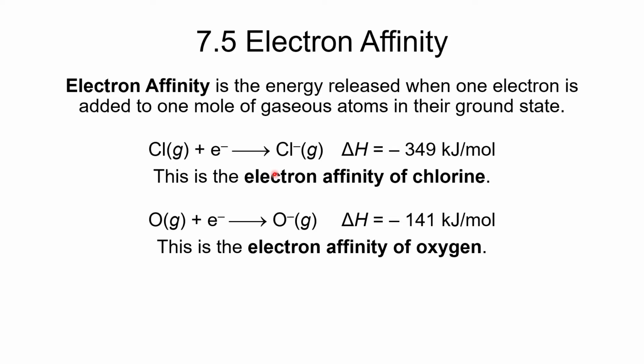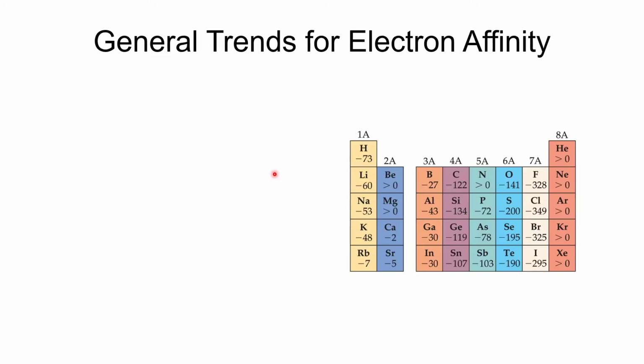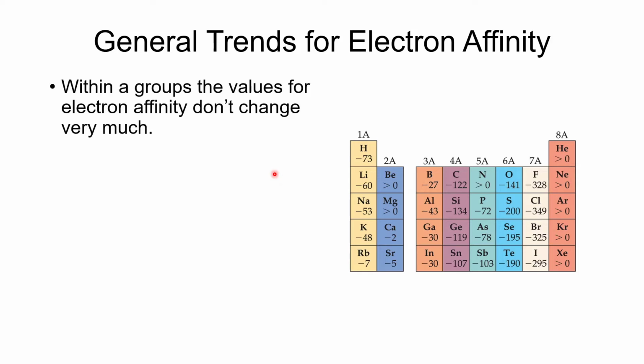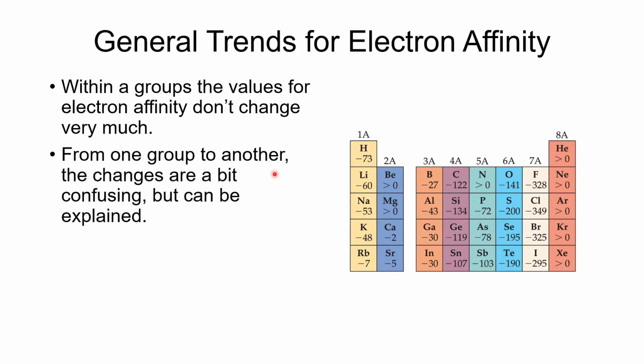So these numbers just by themselves don't mean a whole lot until you look at them together. And so here, these are the electron affinities for many of the main group elements. Within a group, the electron affinities typically don't change very much. You'll see that going from top to bottom within any group, they're pretty uniform. From one group to another, the changes are a little bit bigger, and they can be a little bit more confusing, but they're easily explained.